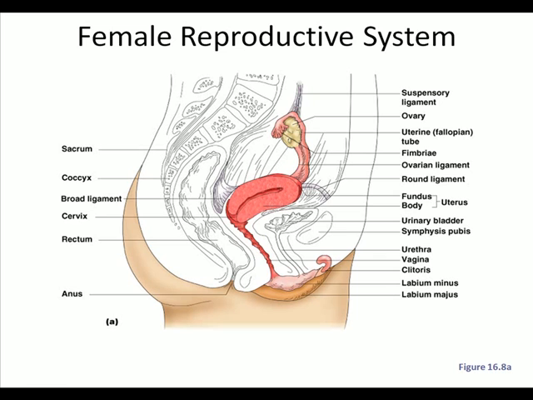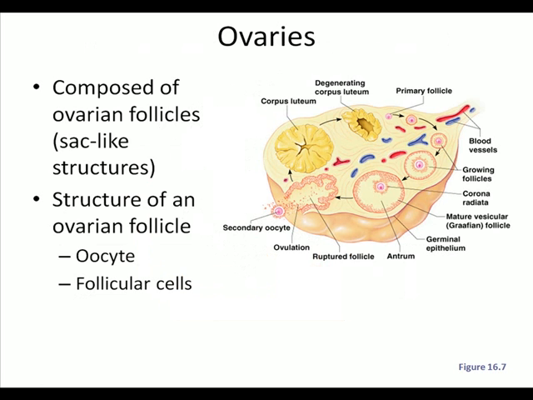After development, the birth canal is also called the vagina. And that is also the site where the penis inserts during sexual intercourse. So taking a closer look at the ovary itself.